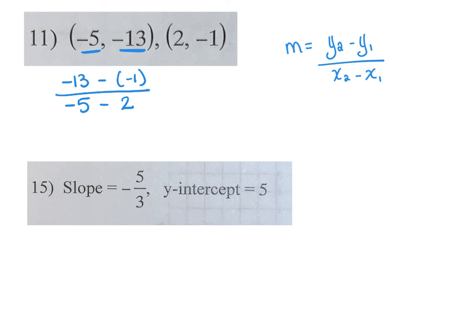So for this one, we would have -13 minus a -1 is plus a +1. -13 plus 1 is -12. And then -5 minus 2 is -7. This is not simplified. If you have -12 over -7, I expect your slope to look like this, +12/7. A negative over a negative is a positive.